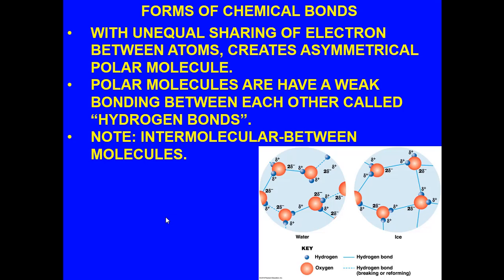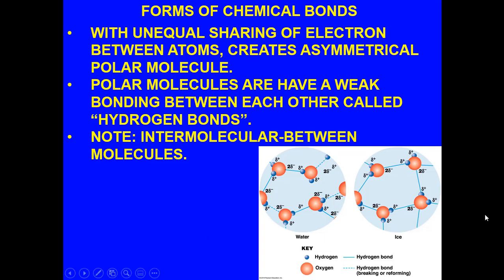Now, polar molecules will have a weak bonding between each other. This is where we get into what we call hydrogen bonding. This is extremely important to understand. You need to get this down cold, hard, and fast. Hydrogen bonding exists with water molecules, but it also exists with the different strands of DNA and when RNA folds upon itself. So you need to know this. This is what we call intermolecular, between molecules. Hydrogen bonding is still comparatively weak when you compare it to something like an ionic bond or a covalent bond.